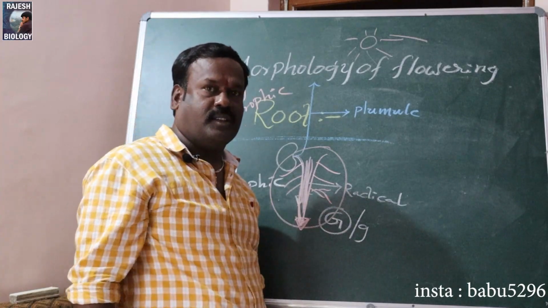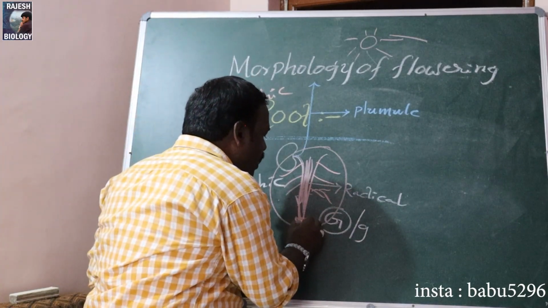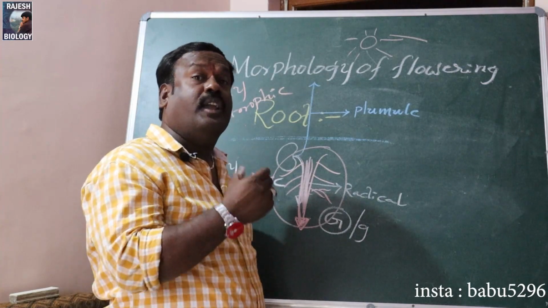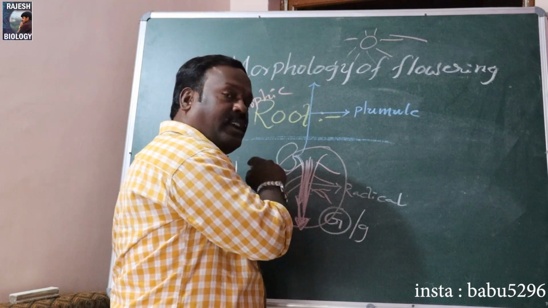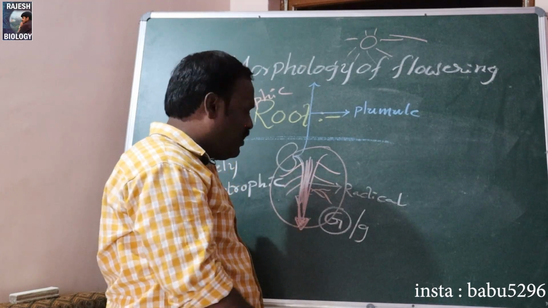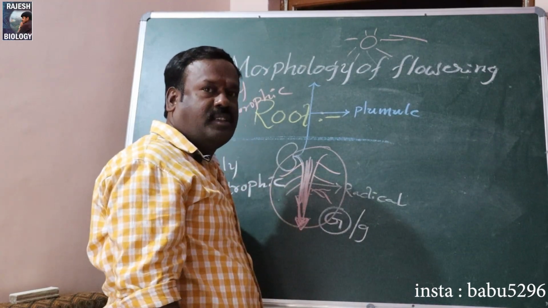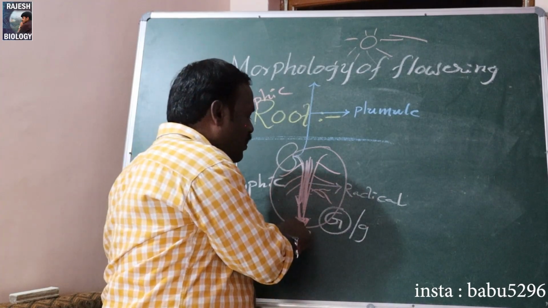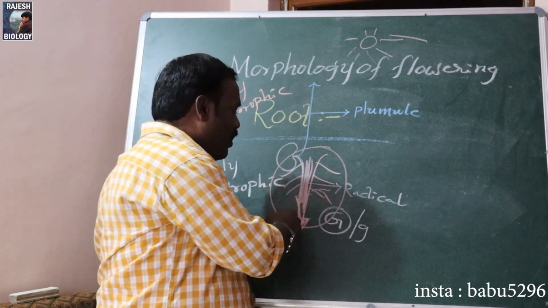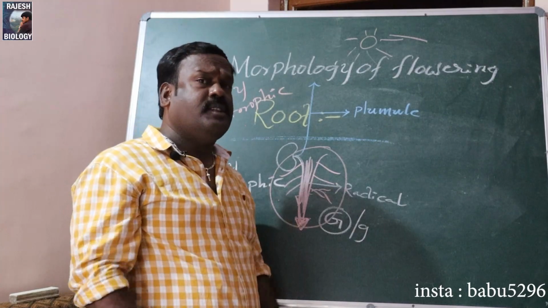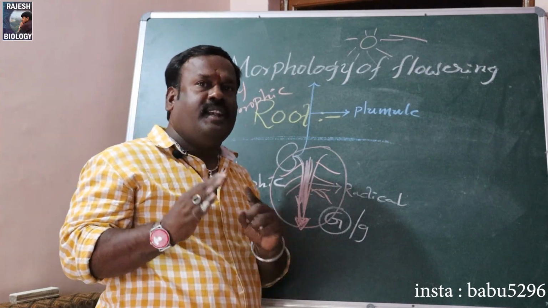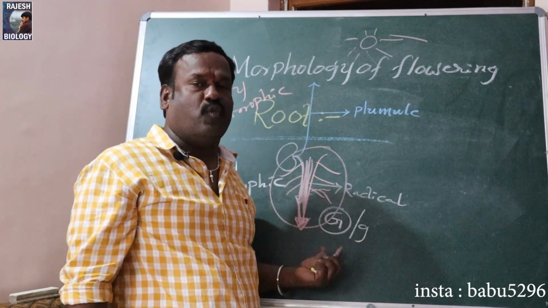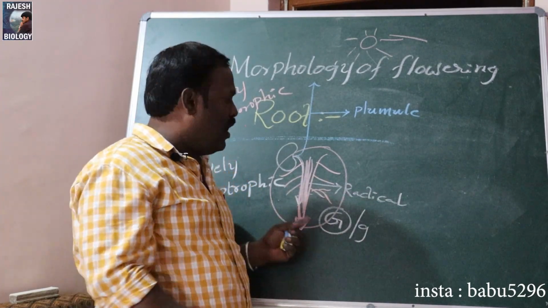Root cap is present, and the function of the root cap is to give protection to the terminal part of the root from microorganisms. This is the root cap. Root cap is present in all mesophytes. The root caps are absent in hydrophytes. Remember it, it is a very, very important point.